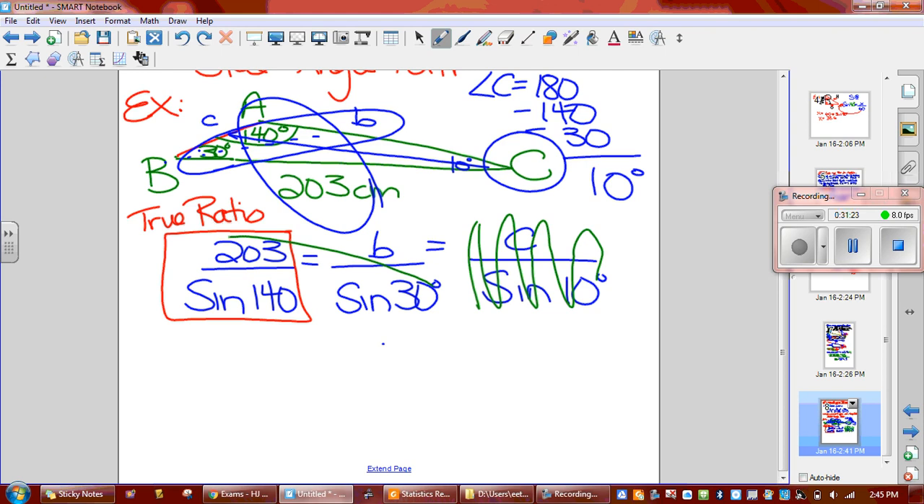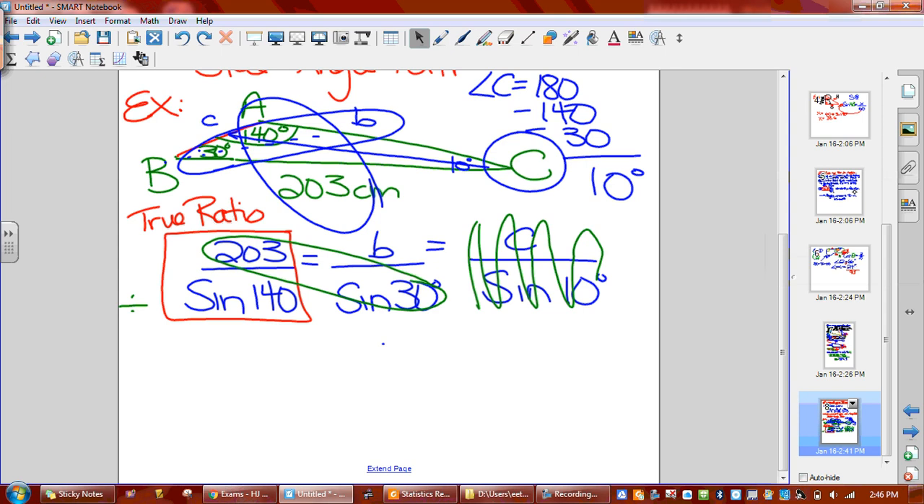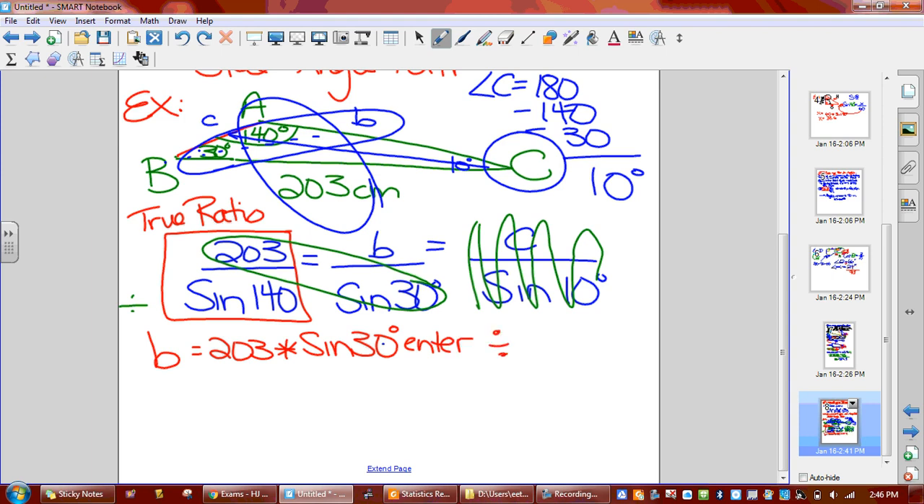Okay, let's check our work here. So in order to solve side B, you needed to type in 203 times sine 30. Then you needed to hit enter. Then divide by sine 140. Make sure you're hitting it in correctly and then enter. Make sure you're entering it correctly in your calculator. That's going to give you 157.9. It's a side length, so we go to 1 decimal place. So now we know B is equal to 157.9. Now I need to find C.